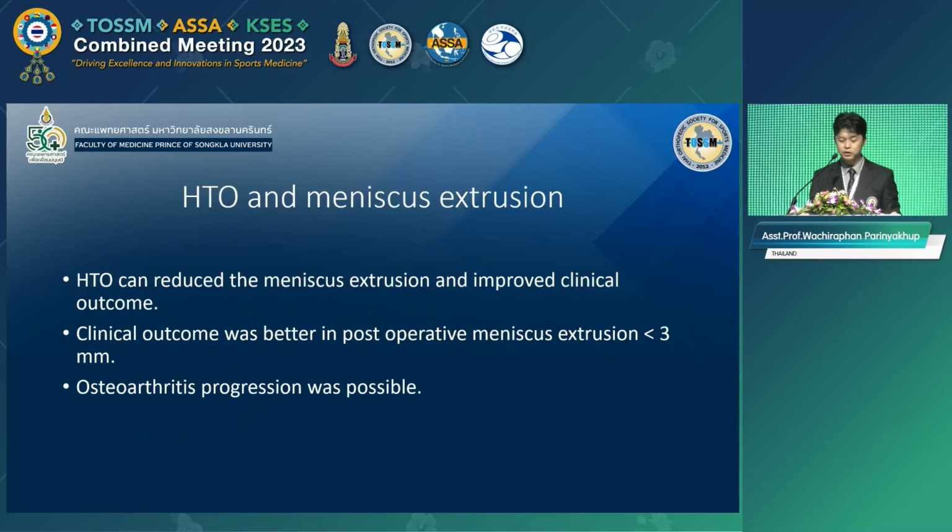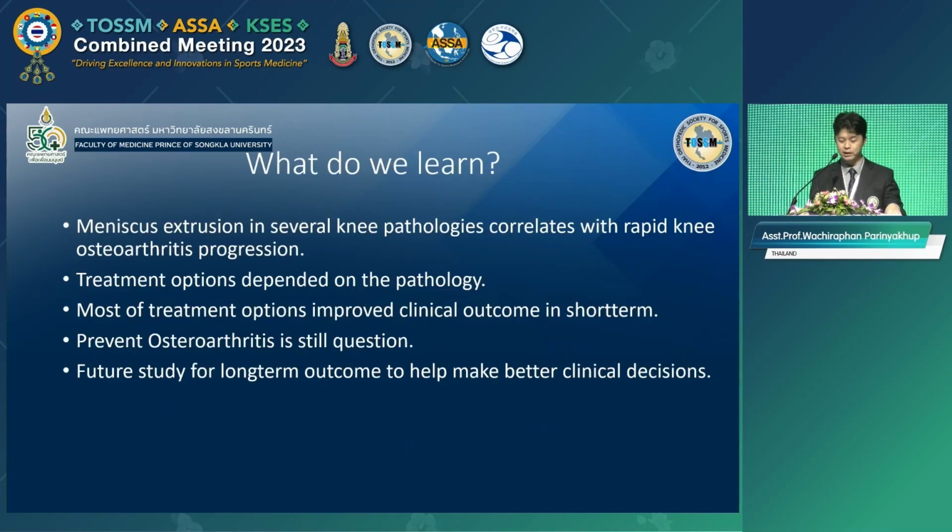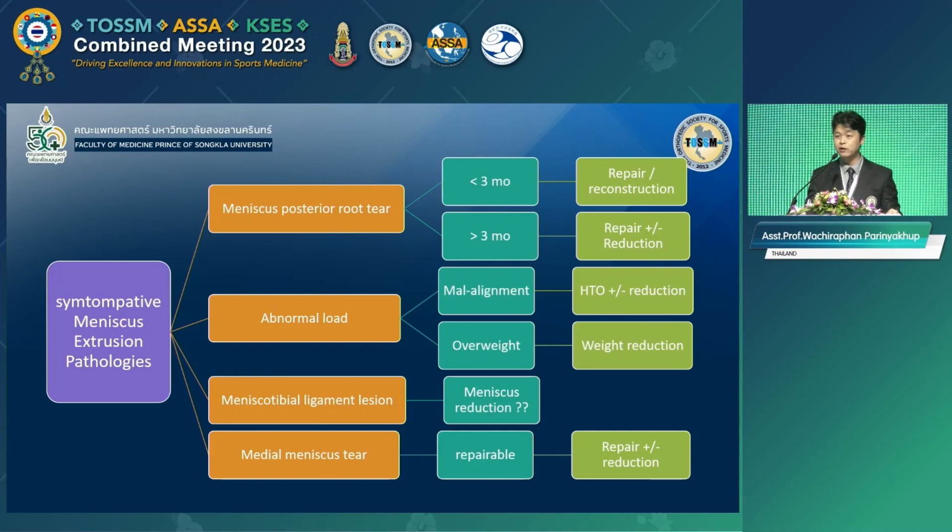Well, high tibial osteotomy can reduce the meniscal extrusion and improve the clinical outcome of knee osteoarthritis, but the clinical outcome will be better in patients who have post-operative meniscal extrusion less than 3 mm. But osteoarthritis is still possible. So for symptomatic meniscal extrusion, you must define what the causes of the meniscal extrusion are and try to correct the pathology.